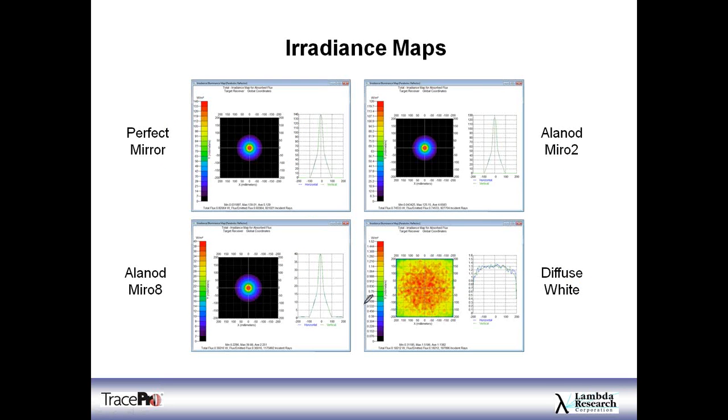If we look at the irradiance maps here, with a quick look, the pictures don't look that different between the perfect mirror, the Miro 2, and the Miro 8. But if we look at the values for the peak irradiance, we're at up to 140. Here we're at about 125. Here we're down to 40. And obviously the diffuse white is a much different picture. So we're seeing less light at the center of the target when we drop down to the more scattering, less specular material.